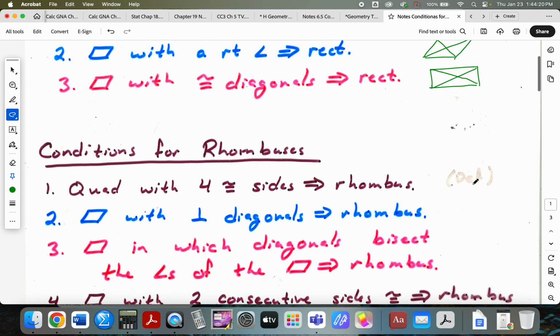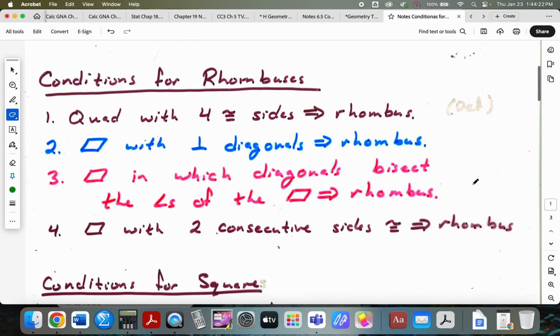Okay? All right. Conditions for rhombuses. Again, the most obvious one is the definition. If it's a quadrilateral with 4 congruent sides, that makes it a rhombus. And I know this didn't print very well on yours because it's not very dark on mine either. That's the definition.